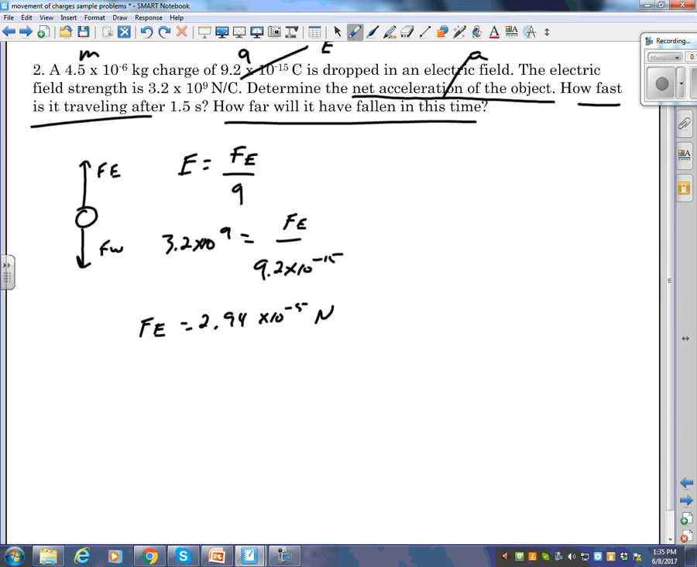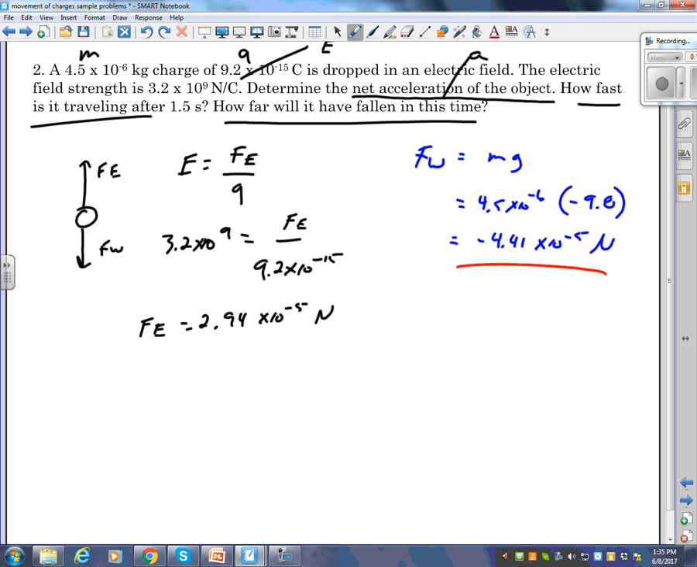What's the other one we have to do? Got to find the up and down. We're going to find the Fw, mass times gravity. Mass is 4.5 times 10 to the minus 6. Gravity is minus 9.8. Minus 4.41 times 10 to the minus 5 newtons. I'll pause there for a second. I'll do my attendance, and then I got a question for you.